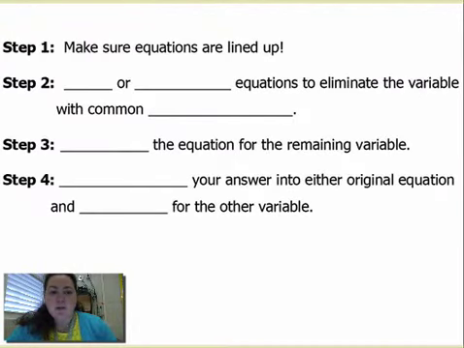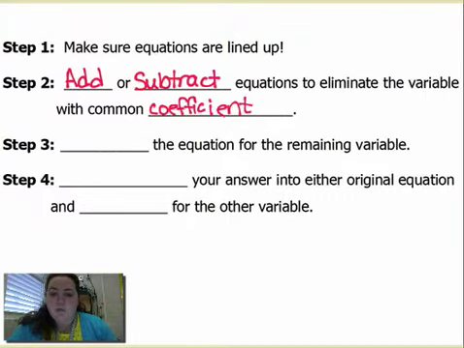Alright, here are your steps. First, make sure the equations are lined up. So that means the x numbers are above the x numbers, the y numbers are with the y numbers, and your constants are with constants. Then I'm going to add or subtract equations to eliminate the variable with common coefficients. So that's the number that's in front of the variable.